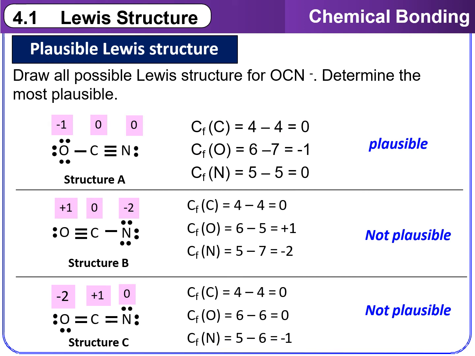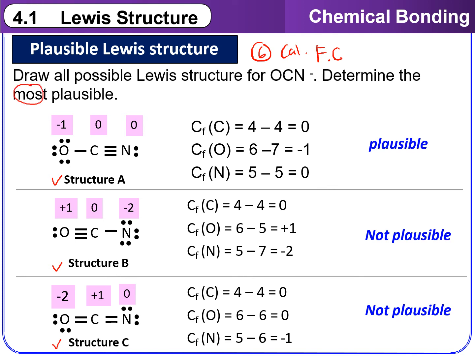Okay, these are the 3 possible structures that we're able to draw. Structure A, where there is a carbon-oxygen single bond. Structure B, carbon-oxygen triple bond. In structure C, carbon-oxygen double bond. So because we have more than one Lewis structure, then we have to calculate formal charge. Step number 6, calculate formal charge to determine the most plausible Lewis structure.